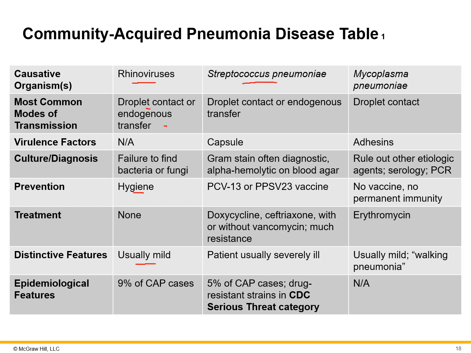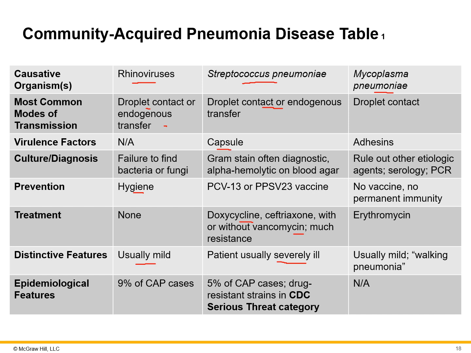Streptococcus pneumonia, though, again, also droplet contact or endogenous. It does produce that capsule that makes it hard to go through phagocytosis. Treatment with doxycycline and some other antibiotics. However, again, resistance is becoming an issue. And this does typically cause individuals to become severely ill.